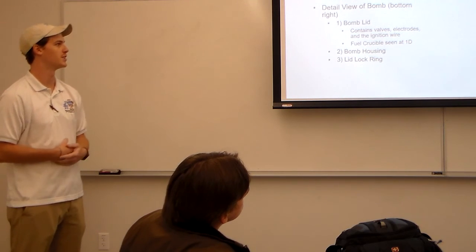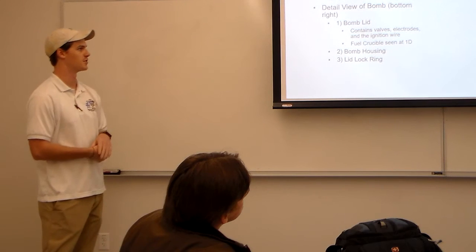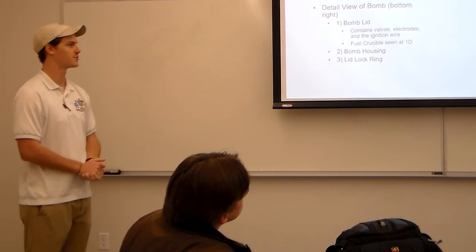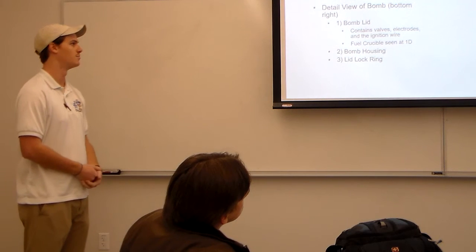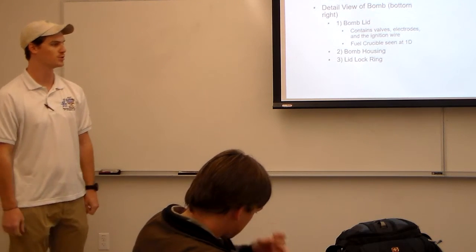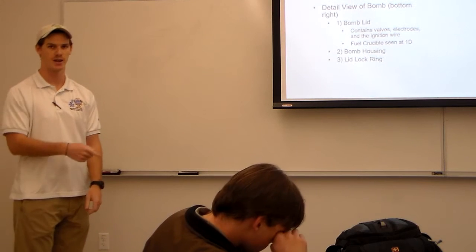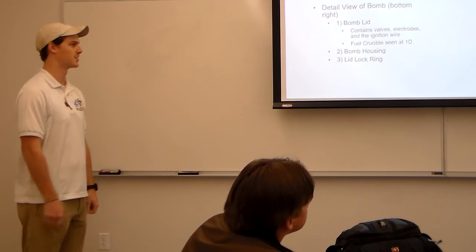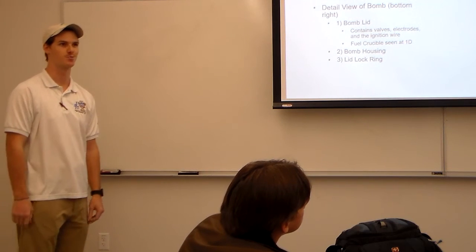And then the bomb itself, the bomb lid, which is number 1, has all the letters on it. It contains valves, electrodes, and the ignition wire, as well as the fuel crucible, where you put the sample in there to have the ignition wire ignited. Then you have the bomb housing and the lock ring to make sure it doesn't explode.